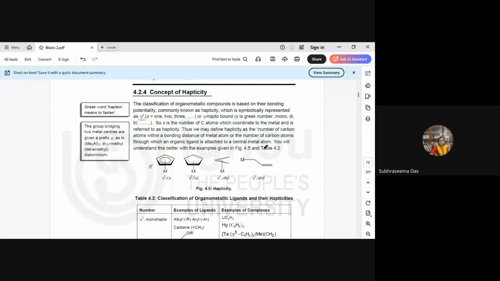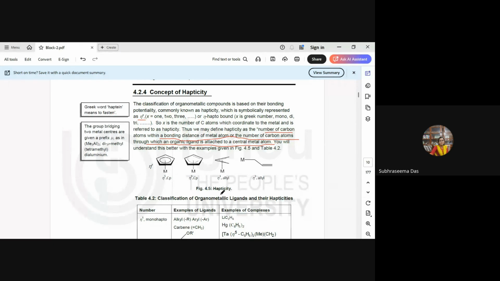So hapticity is defined as the number of carbon atoms within a bonding distance of the metal atom, or the number of carbon atoms through which an organic ligand is attached to the central metal atom. That is, in simple terms, we can define hapticity as the number of carbon atoms through which the ligand is attached to the central metal atom.